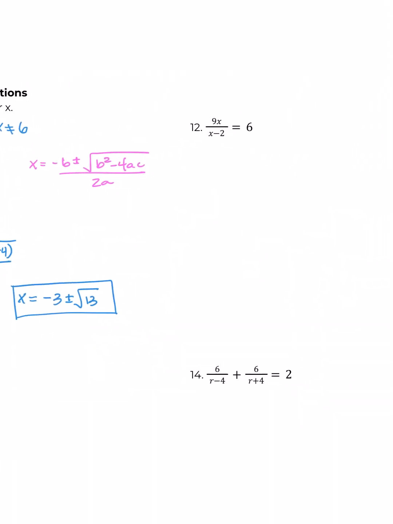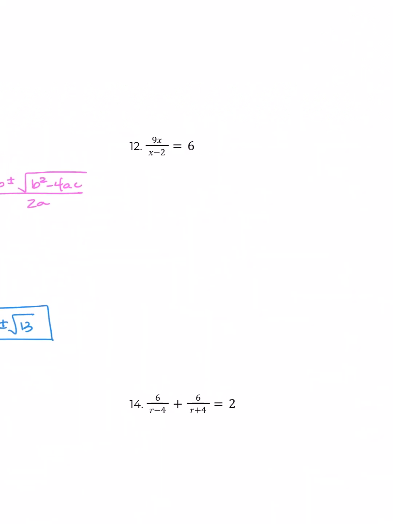Okay, on to number 12. Number 12 is a little bit easier problem to work with. Right away I know that x cannot be equal to 2. If x was 2, then we're going to get division by 0 down there. So I'm just thinking about that right away to help me with my processing.